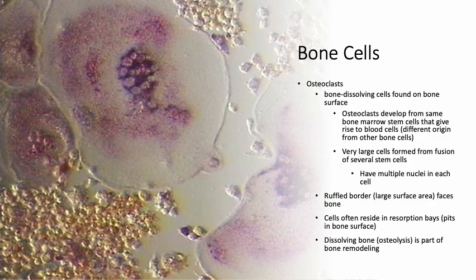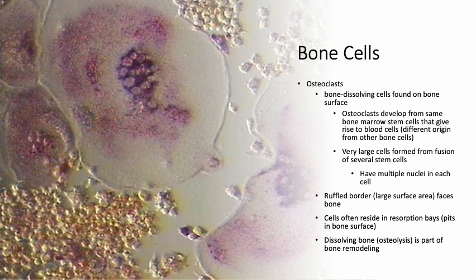So we talked about bone builders. Now we're going to talk about the ones that break down bones. Osteoblasts are the builders, the B's build, and osteoclasts are the ones that destroy bone or break bone down. These are bone dissolving cells that are found on the surface. They develop from the same bone marrow stem cells that give rise to blood cells. They are very large cells formed from fusion of tons of these osteogenic cells. They have multiple nuclei in each, and you can see in the image there's like 5 or 6 nuclei in each.